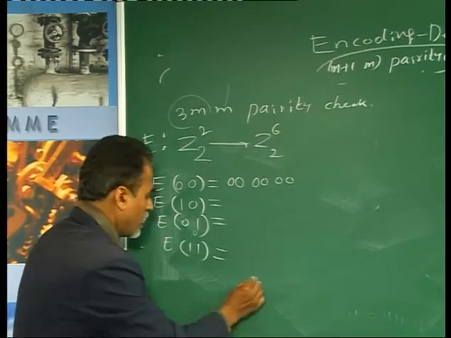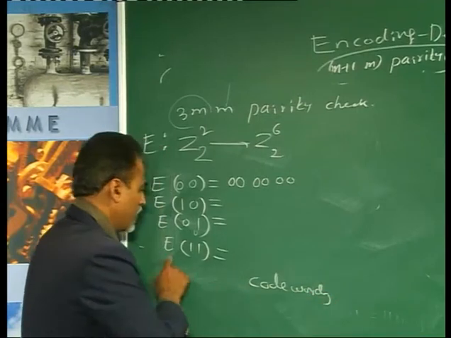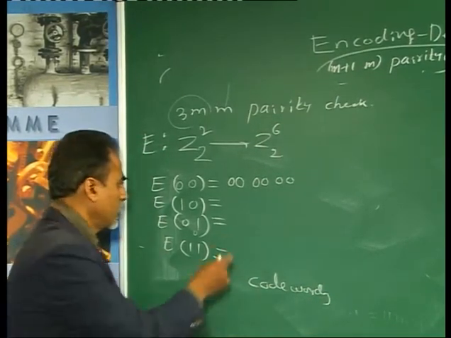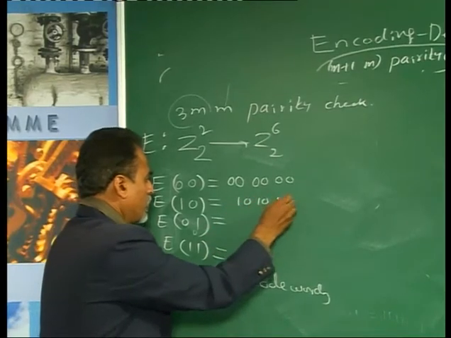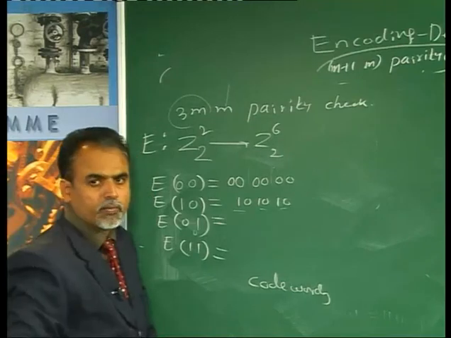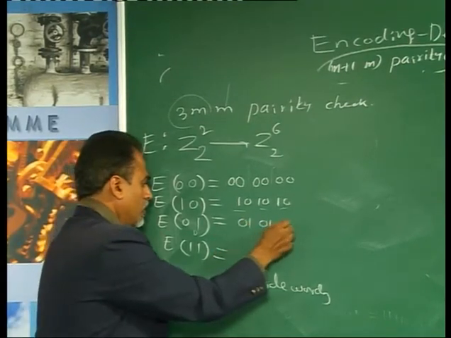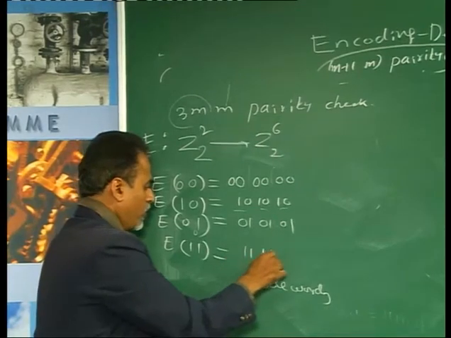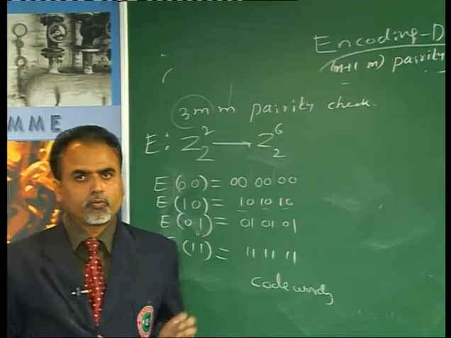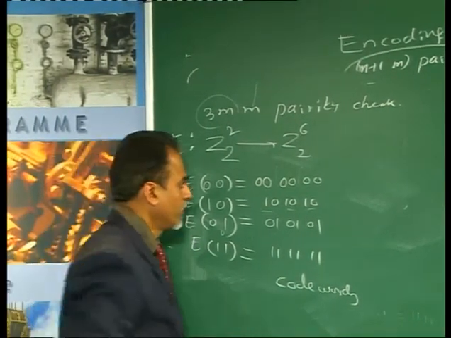So these are all code words. I am writing once again code words, after giving treatment, whatever we write, these are all code words. So let us do this: 101010. Actually we should not write any gap here, but to understand, this gap is being written. Similarly 010101, 111111. Very fine. Now let us try to decode these things.